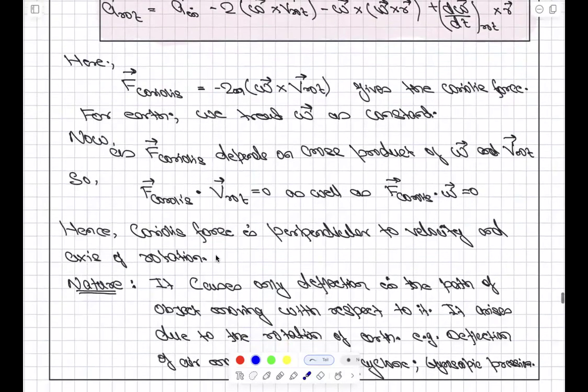Second nature is what? It causes only deflection in the path of the object.